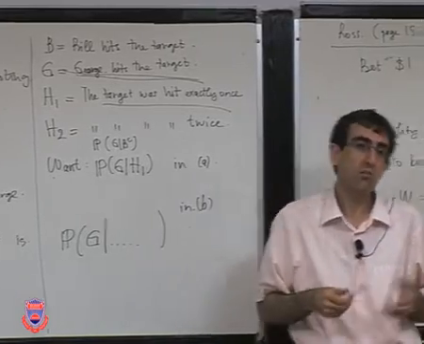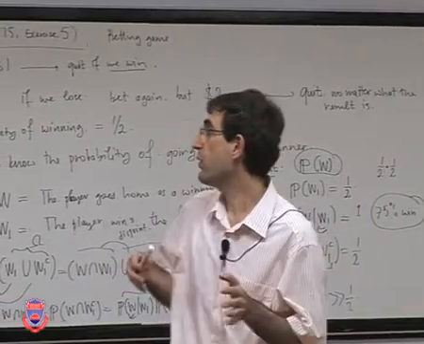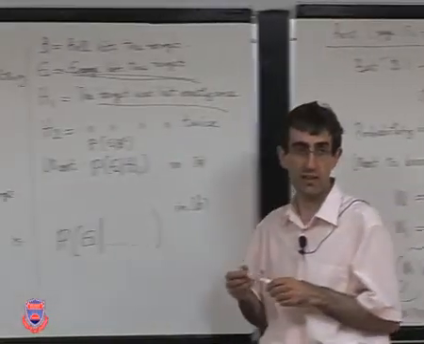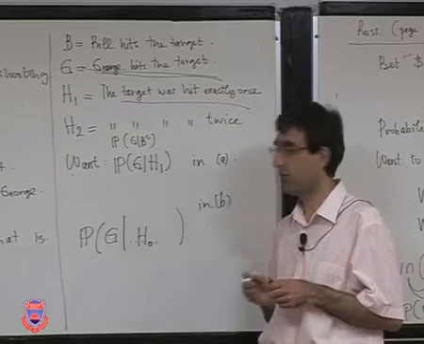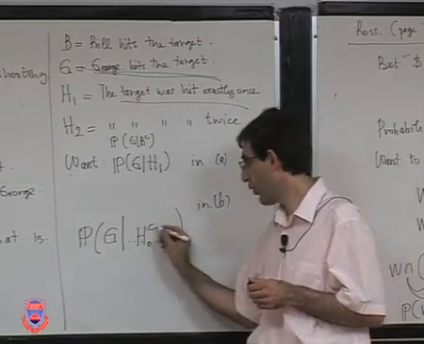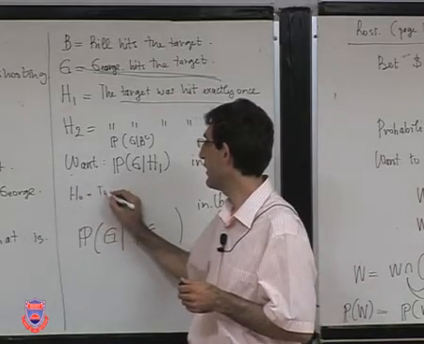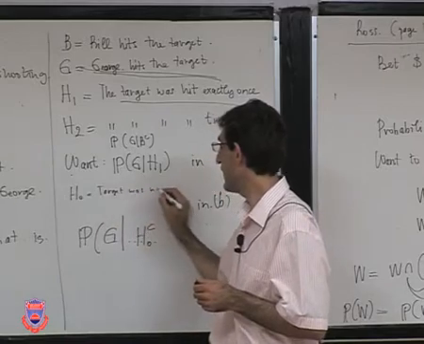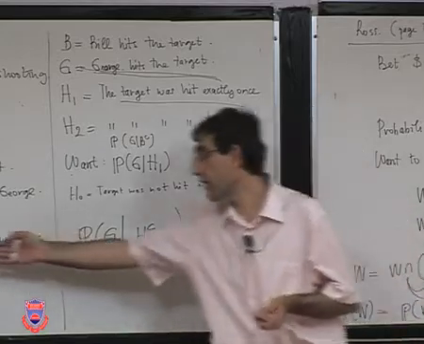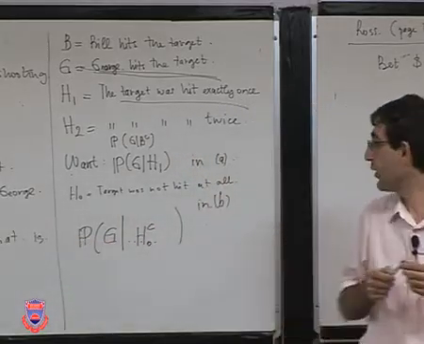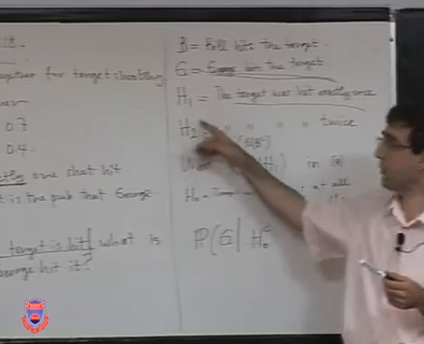Hit means what? It is hit. You don't know more than that. It is just the complement of the event that the target was not hit. If H0 was there, I would have just written the complement of that, if we had defined H0 as the target was not hit at all, because we know that the target was hit. That's all we know. But what is H0? It is the complement of this thing.